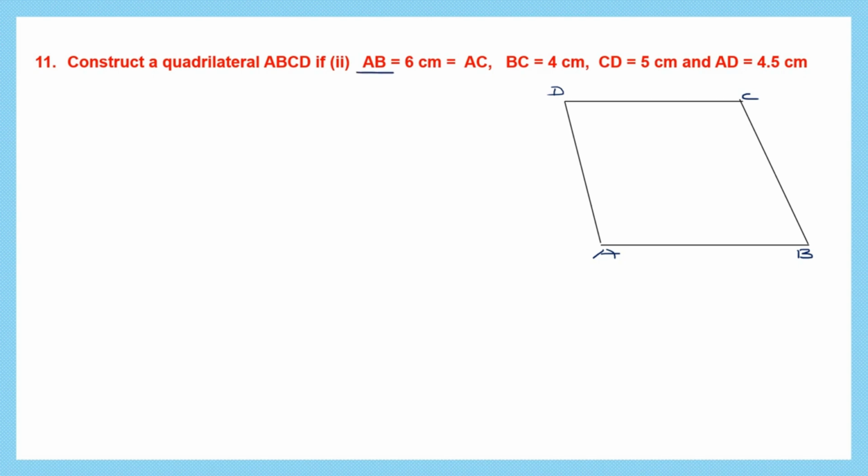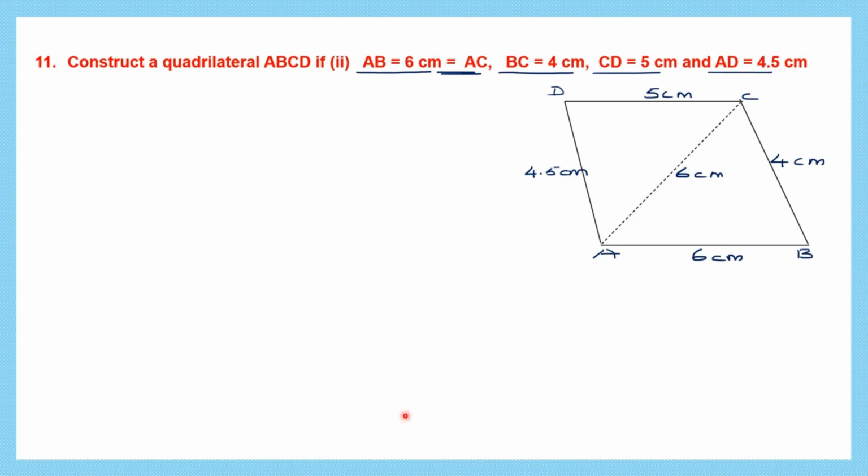Now let's follow this. AB is 6 centimeters. So AB is going to be 6 centimeters. That is also equal to AC. Now where are A and C? A is here and C is here. That means AC is the diagonal. So let's draw the diagonal and that is also 6 centimeters. So we have 6 centimeters. Then we have BC is 4 centimeters. So we have BC here and BC is 4 centimeters. CD is 5 centimeters and AD is 4.5 centimeters. So we have our rough figure ready.